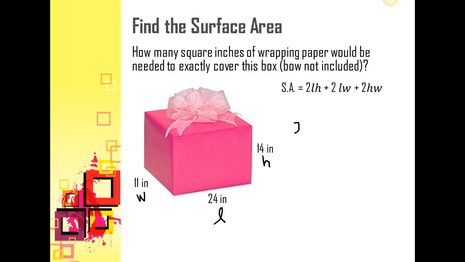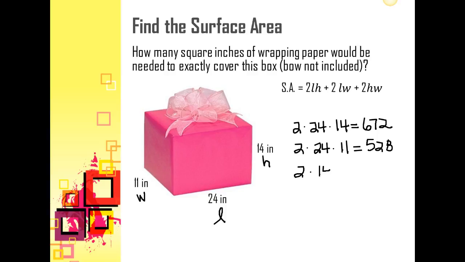We have 2 times the length times the height, which would be 24 and 14. This equals 672. Then you'd have 2 times the length times the width. This would be 2 times 24 times 11, which equals 528. Then finally, you'd have 2 times the height times the width. 2 times 14 times 11 equals 308. To find the total surface area, we will add the 3 calculations together. The final result is 1,508 inches squared.